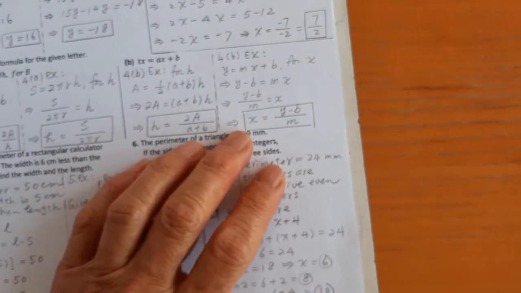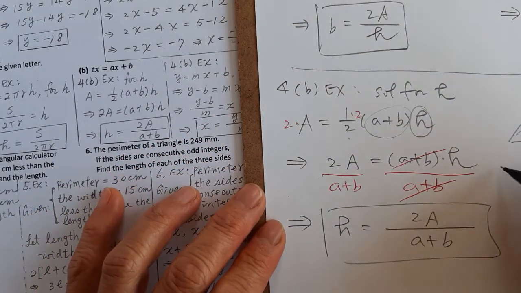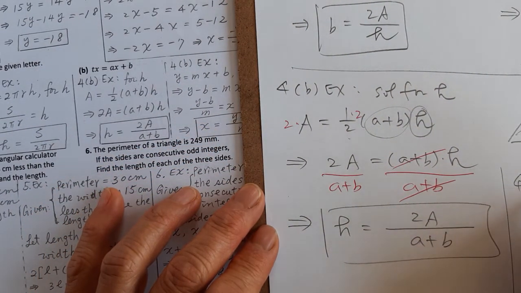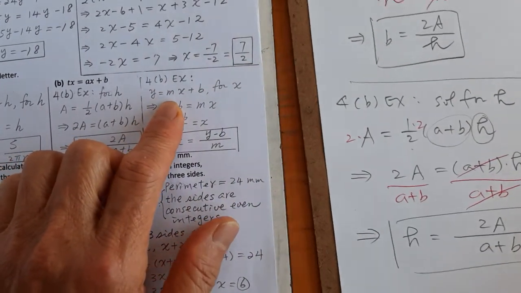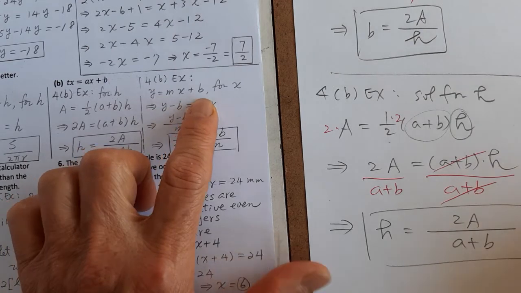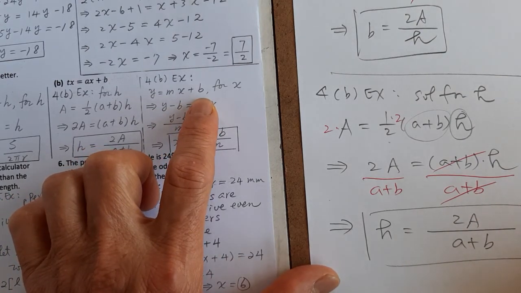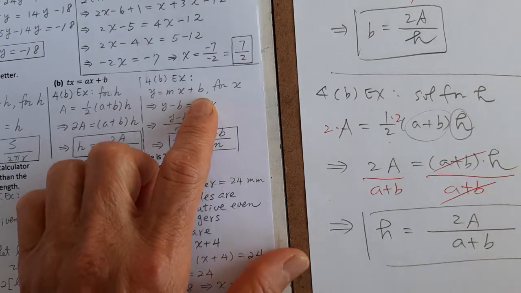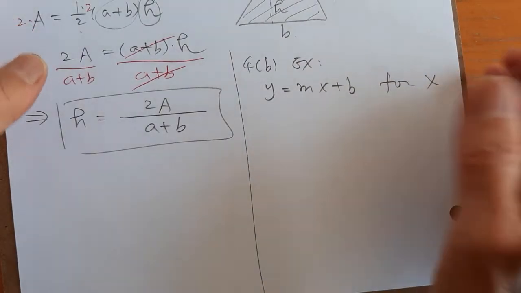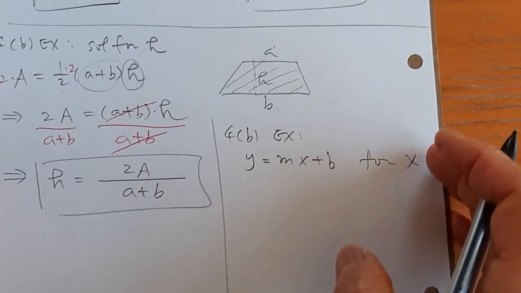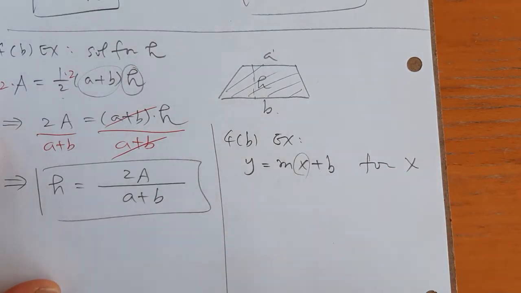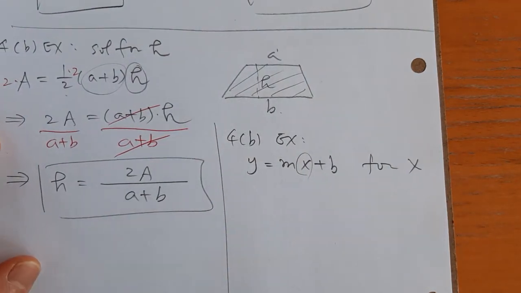Another one, 4b, another example. This is the slope-intercept form of the linear equation, y equals mx plus b. Then you solve for x. This is the slope-intercept form of a line, a linear equation. Solve for x. We want to get x equals what?